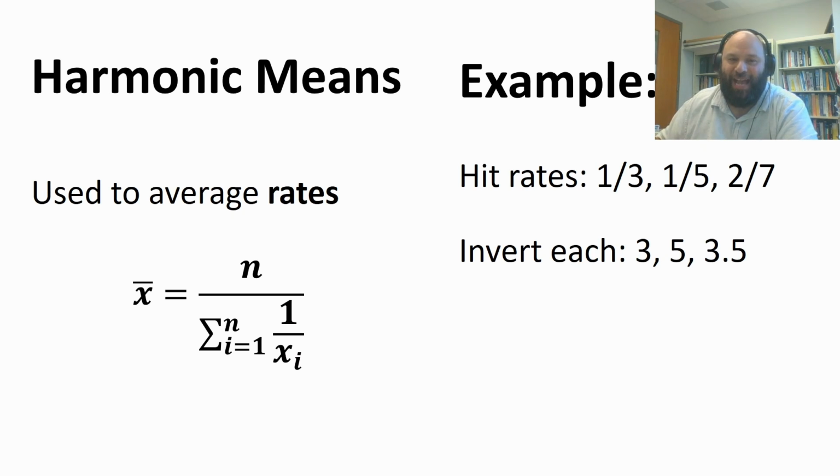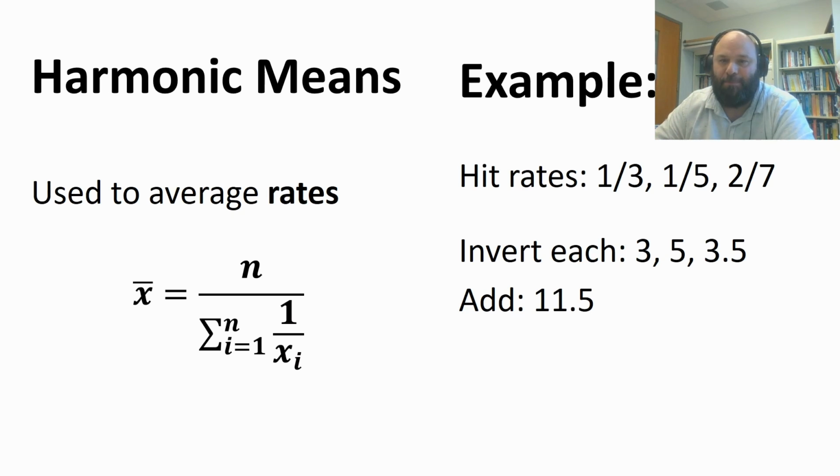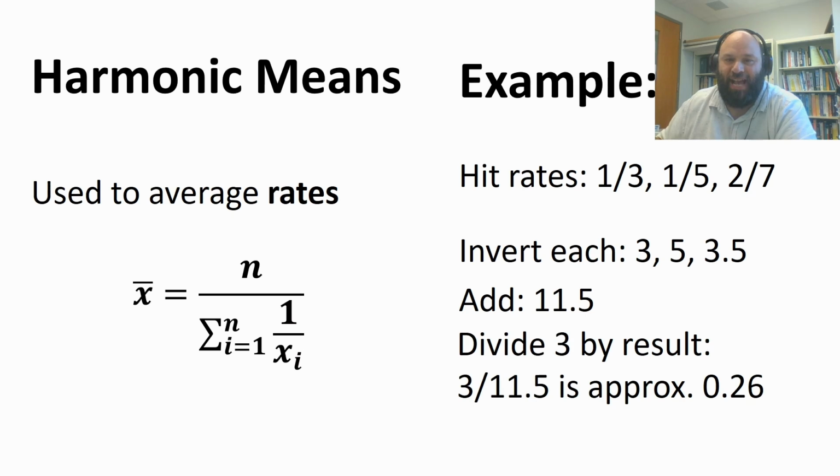These are the things we then add up in the bottom, in the denominator. We add those up and we get 11.5. And now that's our entire denominator. Since n is 3, because we have 3 characters, this formula tells us to divide 3 by 11.5. And 3 divided by 11.5 is about 0.26. So our average hit rate is about 26%, which is really close to 25%, which is about a quarter.